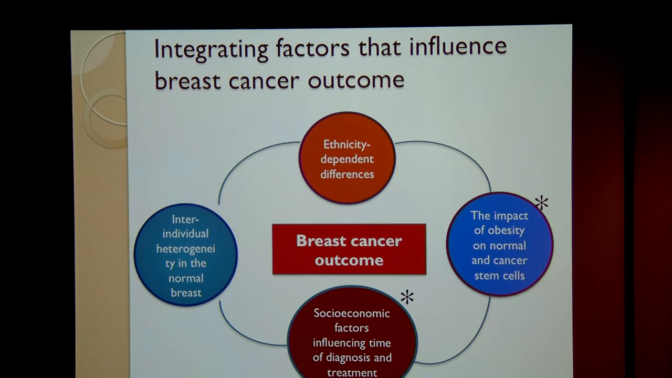So, at the moment, the breast cancer incidence and outcome is multifactorial. You have our own inter-individual heterogeneity in the normal breast. We have ethnicity dependent differences. Then we have these other factors, the impact of obesity on normal and cancer stem cells, and socioeconomic factors. Only these two are the factors which are in our control. The other ones we have inherited, nothing we can do about it. So, this circle is the one which will determine the outcome from breast cancer.